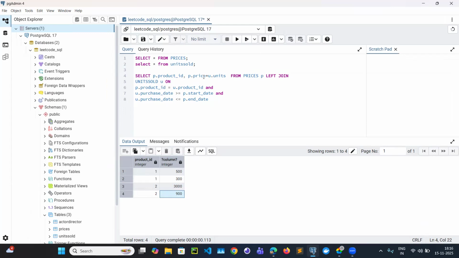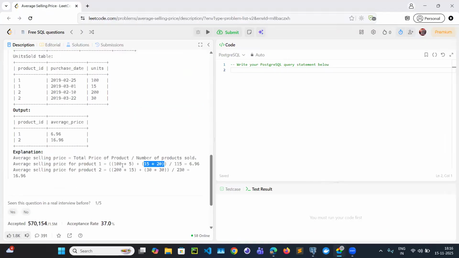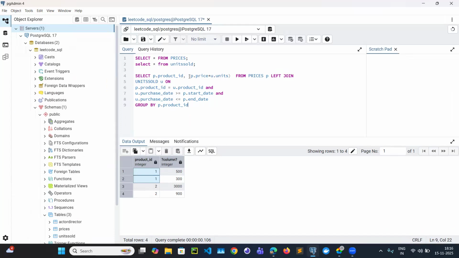So this is fine. We are getting the output. But we need to do the group by, right? So let's apply the group by, group by p dot product ID. And what we need? We need to take the sum of these two, the sum of 500 plus 300.